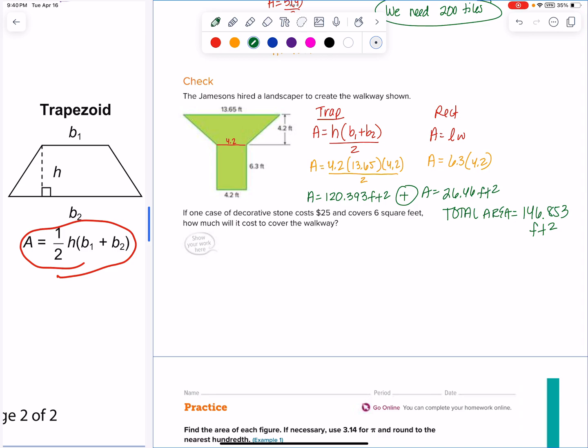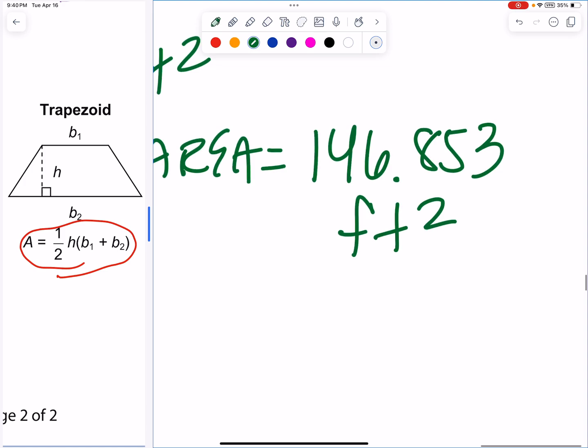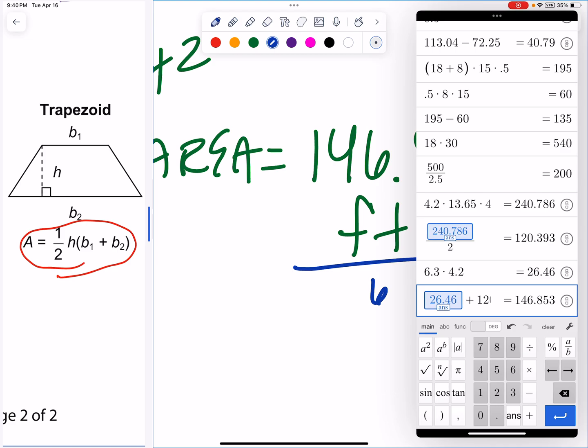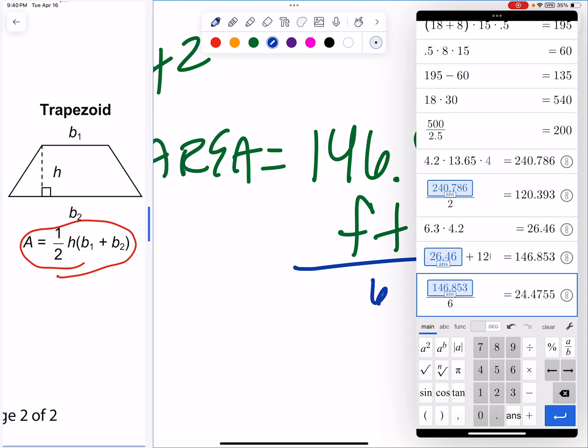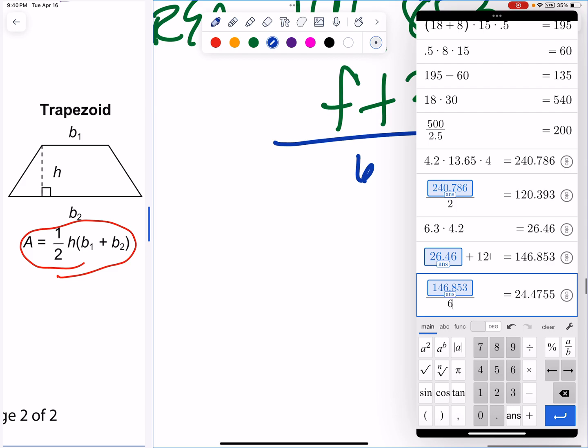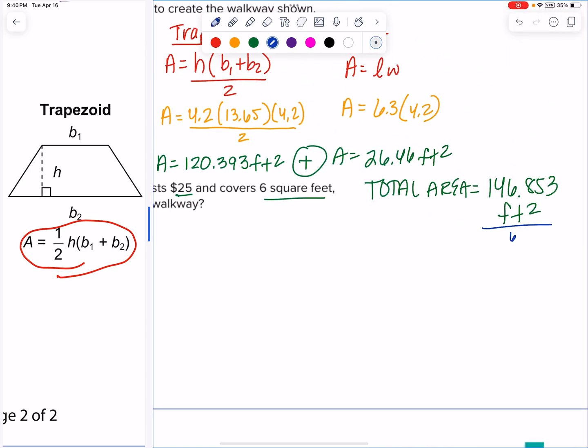Now, a case of stone costs $25, which is fine. We just don't know how many cases we need. A case only covers 6 square feet. So let's find out how many 6 square feet are in here by dividing this whole thing by 6. So we'll take our answer, divide by 6, and so we're going to need 24.4755 cases, but think about it. Can you get 24.4 cases? No, if you get 24 cases, you don't have enough. So how many cases are we going to need? Well, we need 25 cases. So we can just write 25 cases.